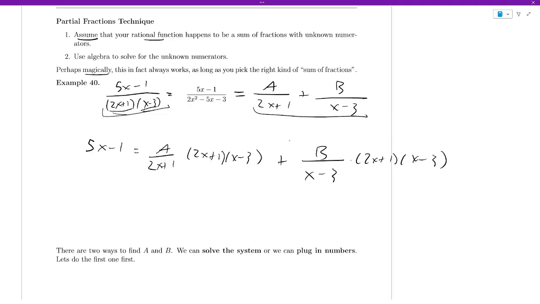The reason I want to multiply by this entire denominator is that we're going to get some matching. A's denominator got there because it was one of the factors, and when I multiply by the denominator, it has both those factors in it, so by design those are always going to cancel. Same thing over here on the B: this x minus 3 and that x minus 3 are always going to cancel. So what you're left with is just A times x minus 3 and B times 2x plus 1.